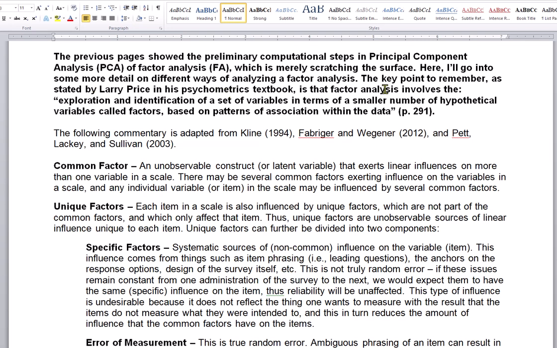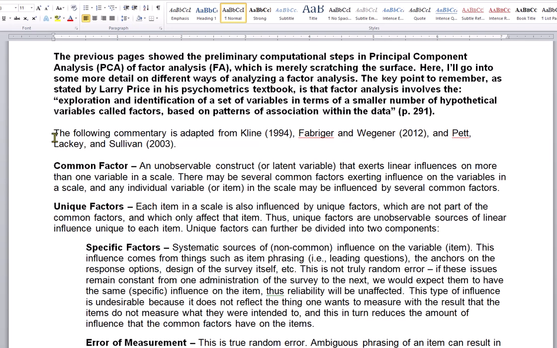But the key point to remember, as stated by Larry Price in his psychometrics textbook, is that factor analysis involves the, quote, exploration and identification of a set of variables in terms of a smaller number of hypothetical variables called factors based on the patterns of association within the data. And I would add that the patterns that we're looking at are from the correlation table.